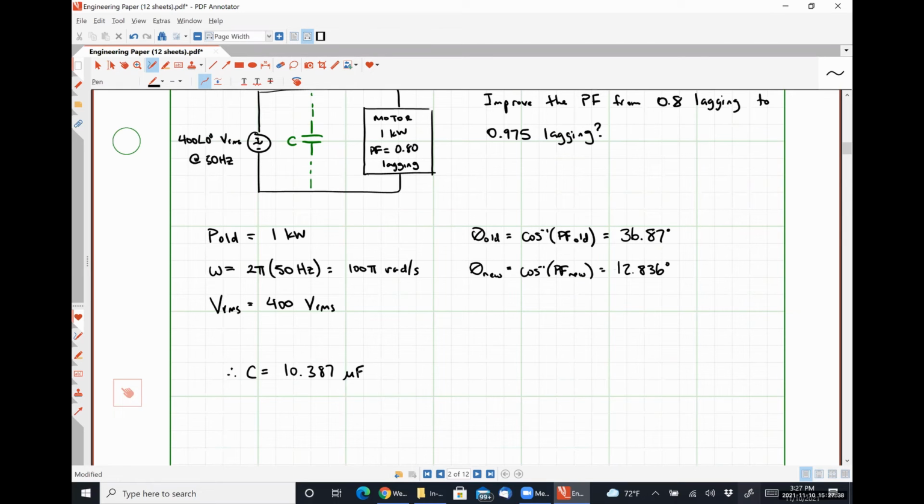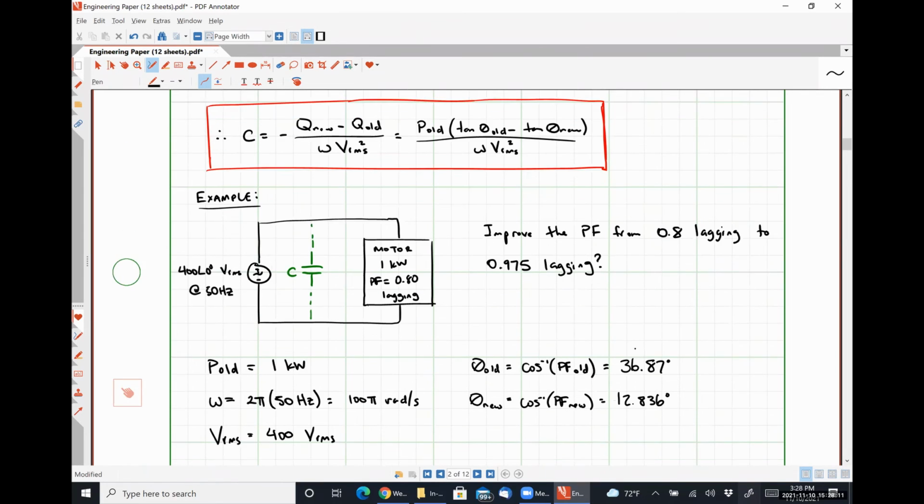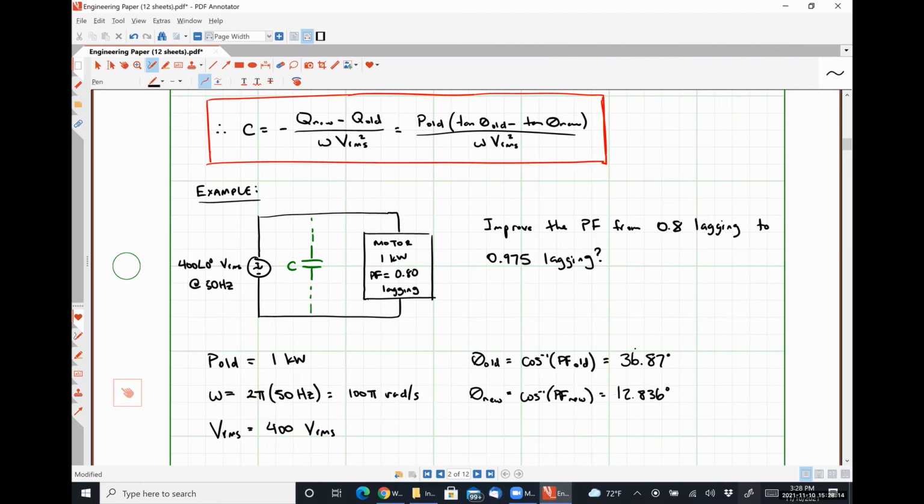Anytime we have a lagging power factor, our power factor angle will be positive. Anytime we have a leading power factor, our power factor angle will be negative. Lagging power factor is positive angle, leading power factor is negative angle. Stephanie. Pardon? Putting all of these values into that equation.